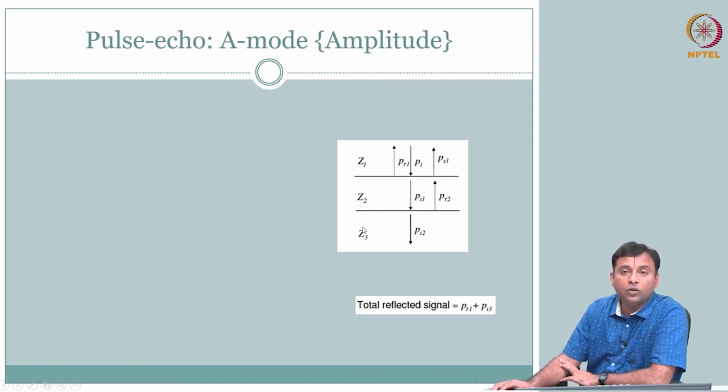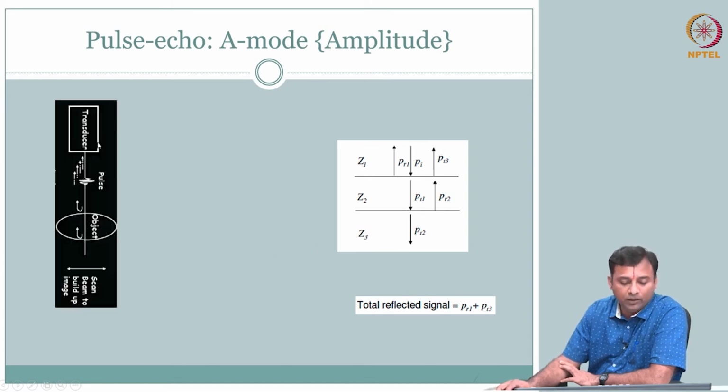So what is the goal now? The goal is if you just plot this, E of t was the thing, right. So we can plot this. You have a transducer, I send a pulse, the pulse goes through, it hits an object, some amount is reflected back, some amount goes further, some amount gets reflected back, some other goes further, right.